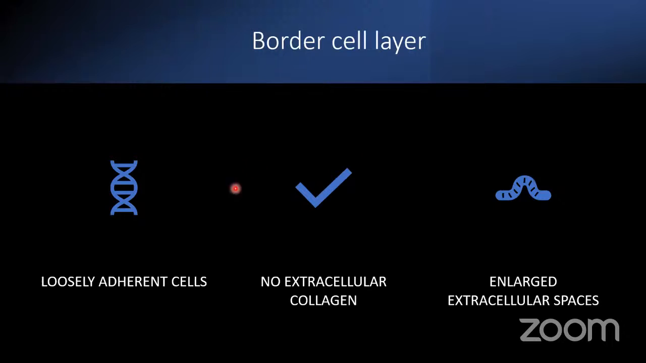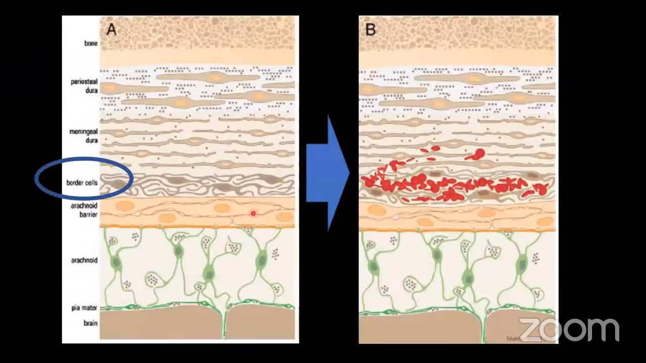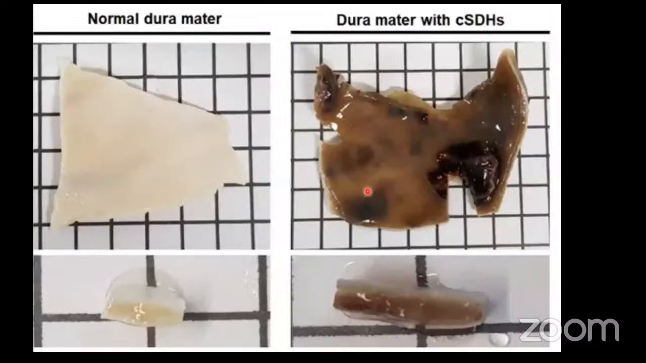So what are the features of the border cell layer? They are loosely adherent cells, with no extracellular collagen, and there are enlarged extracellular spaces. So once there is a damage or breach in this dura mater, the border cell layer will get breached, and it activates a cascade of inflammatory pathways.